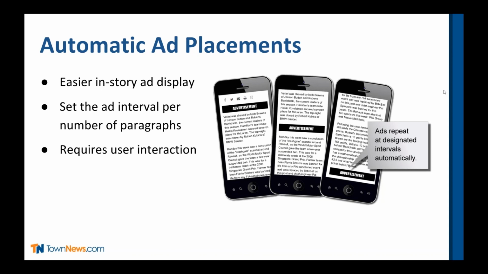When this setting's enabled, stories will show one ad after the third paragraph of the article, and then another, same sort of concept, every X number of paragraphs, where X is the number that you can set by just entering that.